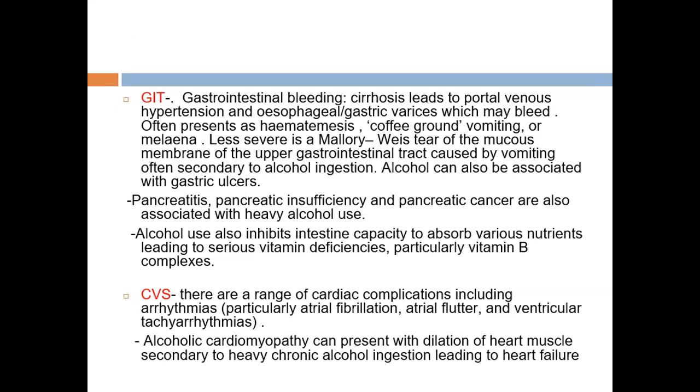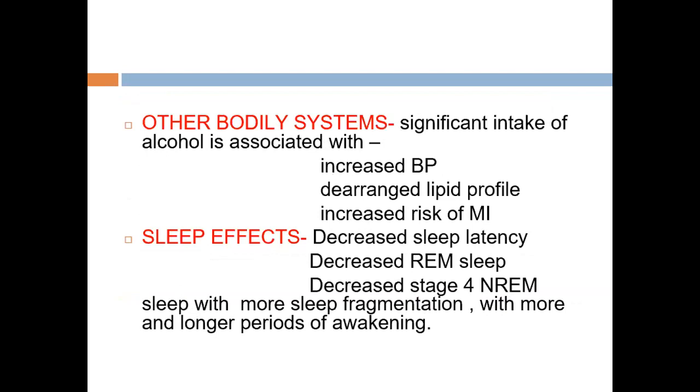Alcohol use also inhibits the intestine's capacity to absorb various nutrients, leading to serious vitamin deficiencies, particularly vitamin B complexes. On the cardiovascular system, there is a range of cardiac complications, including arrhythmias, particularly atrial fibrillation, atrial flutter, and ventricular tachyarrhythmias. Alcoholic cardiomyopathy can present with a dilatation of heart muscles, secondary to heavy chronic alcohol ingestion, leading to heart failure.